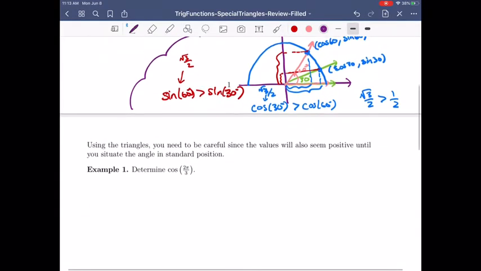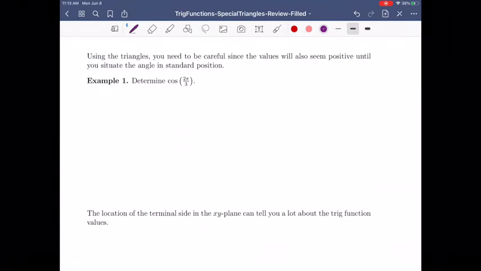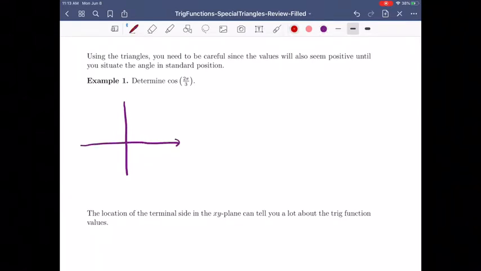Using triangles, we need to be careful. It's important to think about them in standard position, because the triangles don't always give us the positive or negative, whether or not the angles are positive or negative. For example, if we were looking at cosine of 2 pi by 3, I'm going to draw a picture here. For 2 pi by 3, I'm going to split pi, which is from the positive x-axis to the negative x-axis, into 3 parts.